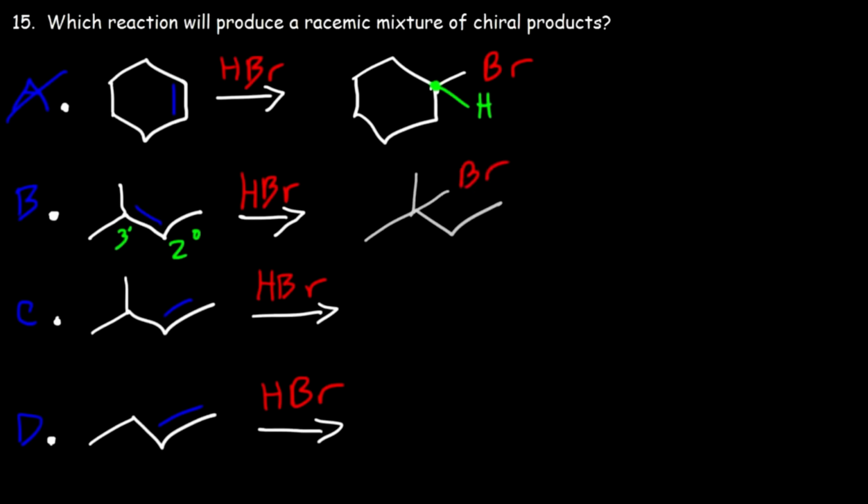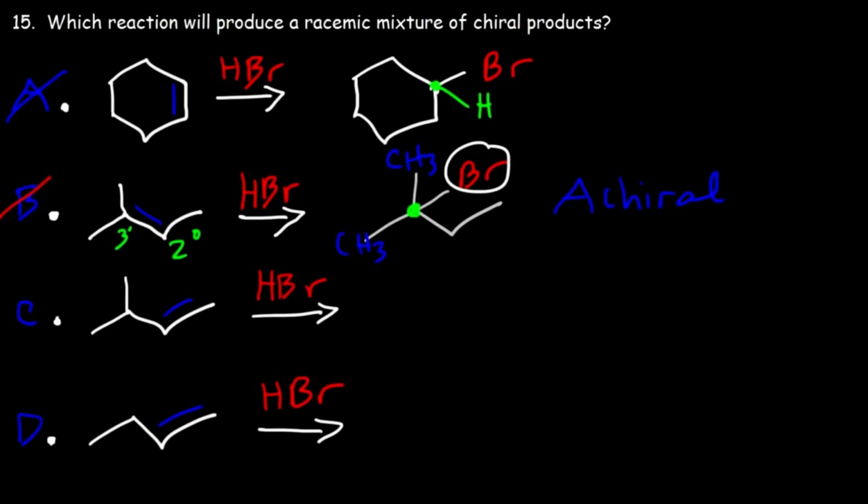Now, this particular product, is it chiral or achiral? So analyzing the carbon that has the bromine atom, that carbon has a bromine atom, an ethyl group, but notice that it has 2 equivalent methyl groups. So it doesn't have 4 different groups, which means that it's achiral. So we can eliminate answer choice B.